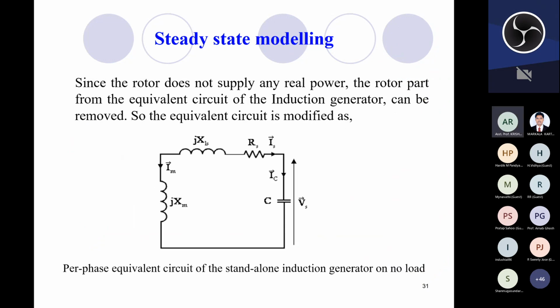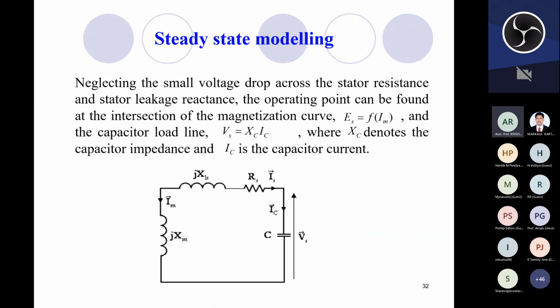Now here the rotor is not supplying any real power, therefore the rotor part can be removed from the equivalent circuit. So the equivalent circuit gets modified as shown in this diagram. Vs is the terminal voltage of the induction generator, which is applied across the capacitor also. Rs and XLs are the leakage impedance: Rs is the stator resistance, XL is the leakage reactance, and Xm is the magnetizing reactance. Here we can see the stator current is Is, the current through the capacitor is Ic, and the magnetizing current is Im.